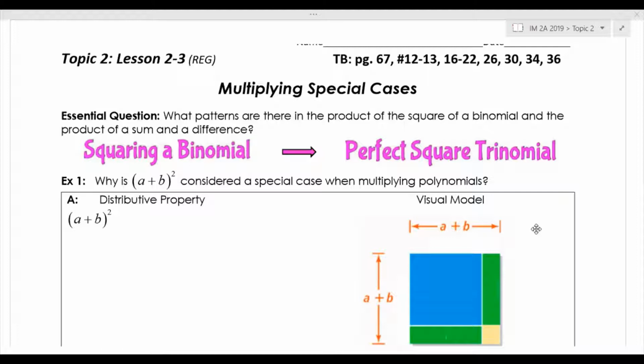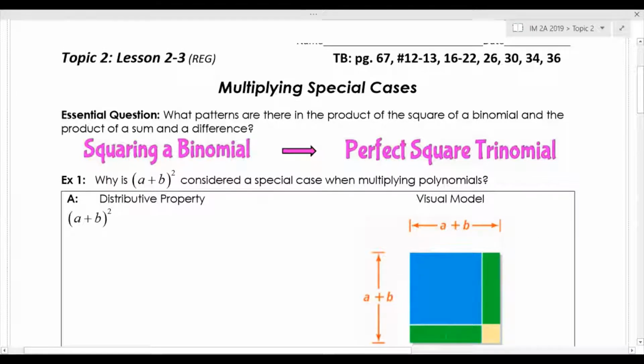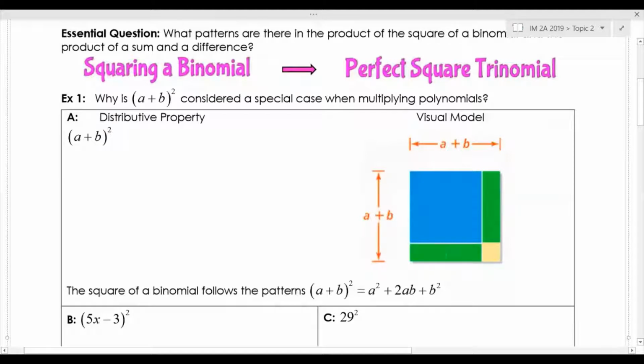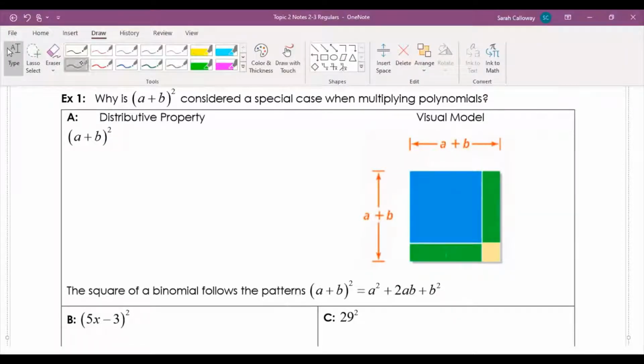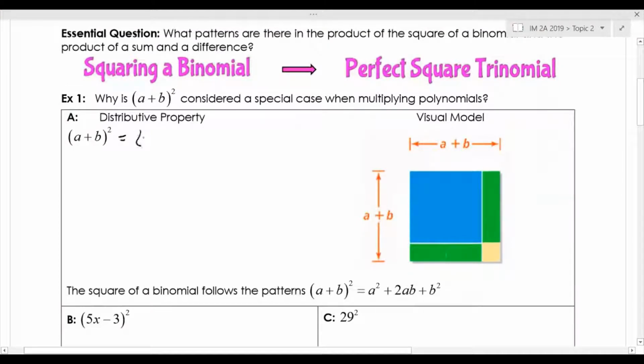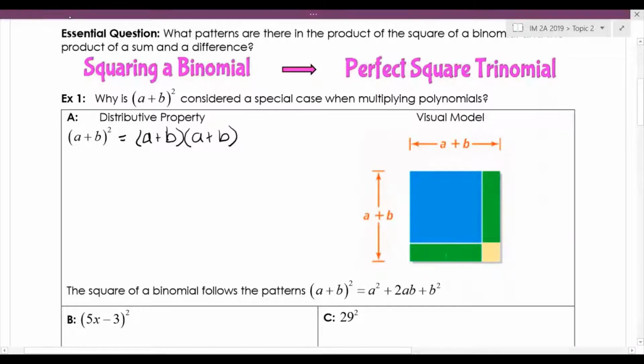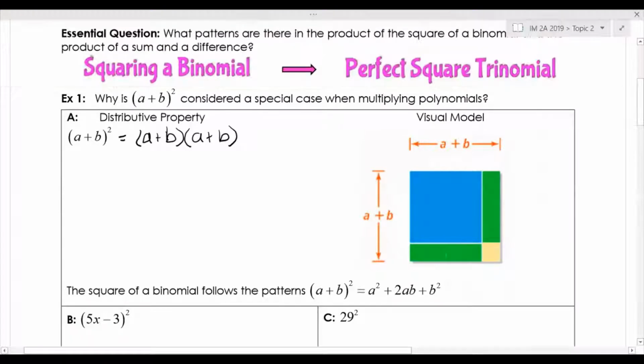And so we want to look at why a plus b squared is considered a special case when we're multiplying. So visually we can see that when we multiply a plus b squared, that means we're multiplying a plus b times itself. Okay, so if something's being squared, I'm multiplying it times itself. So I'm not just squaring both of the terms, I'm actually distributing each term.